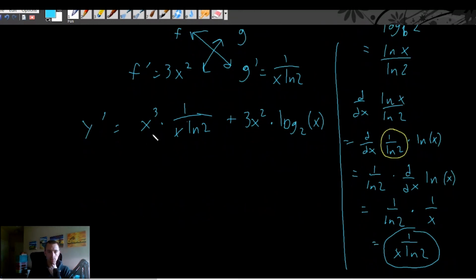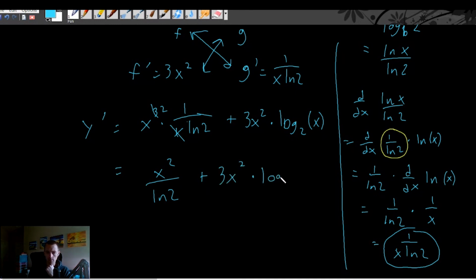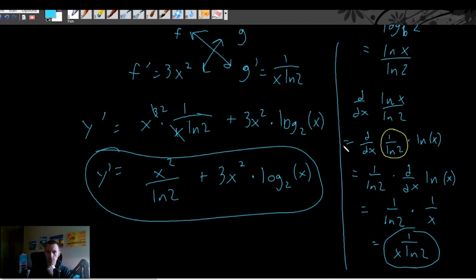Okay, so now we can simplify this a bit. So we have x cubed, and then we're dividing by x right here. So this x is going to cancel with one of these x's, just giving us x squared. And then we can multiply this onto the numerator here. So that gives us x squared over natural log of 2. And then over here, there's not really any simplifying to do with that piece. So it would basically just be 3x squared times log base 2 of x. And that's going to be the derivative based on the product rule formula.